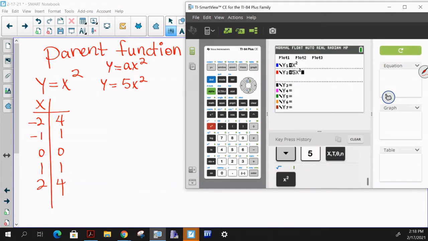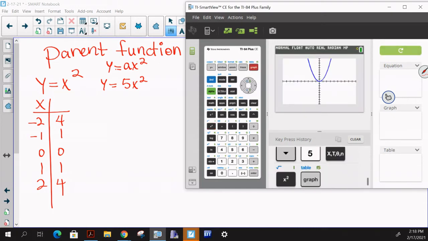Now see if you can tell me what's different about that graph. What do you notice about that graph? What do you see in that graph? How does it look different? Because the value of A was 5, then that parabola got skinnier, or we call it a vertical stretch.